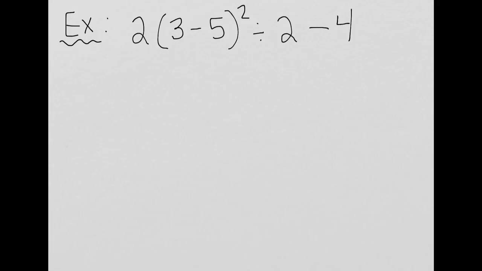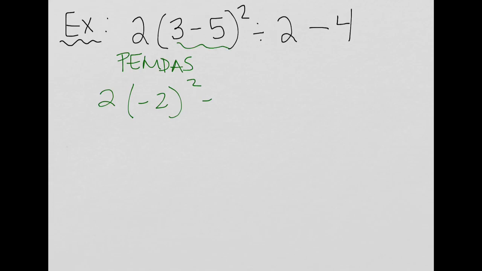So first things first, if you're going with PEMDAS, which is cool, like I said, that's going to be helpful. You want to do your simplification inside your parentheses first. So here we go. We're going to have 2 times 3 minus 5, which is negative 2, squared, divided by 2 minus 4. Next stop on your PEMDAS, now that we've knocked out the P, is going to be the exponents, which we do have. So we're going to take care of those.